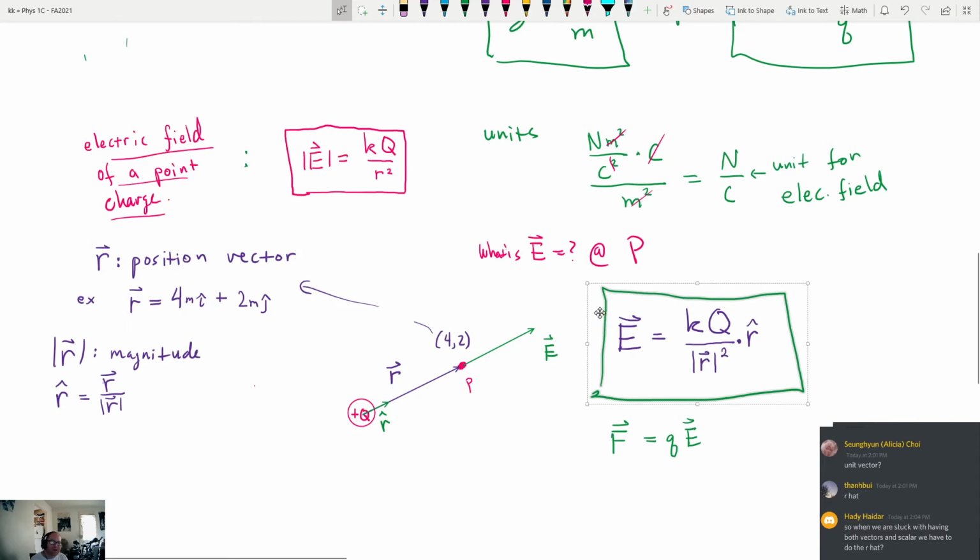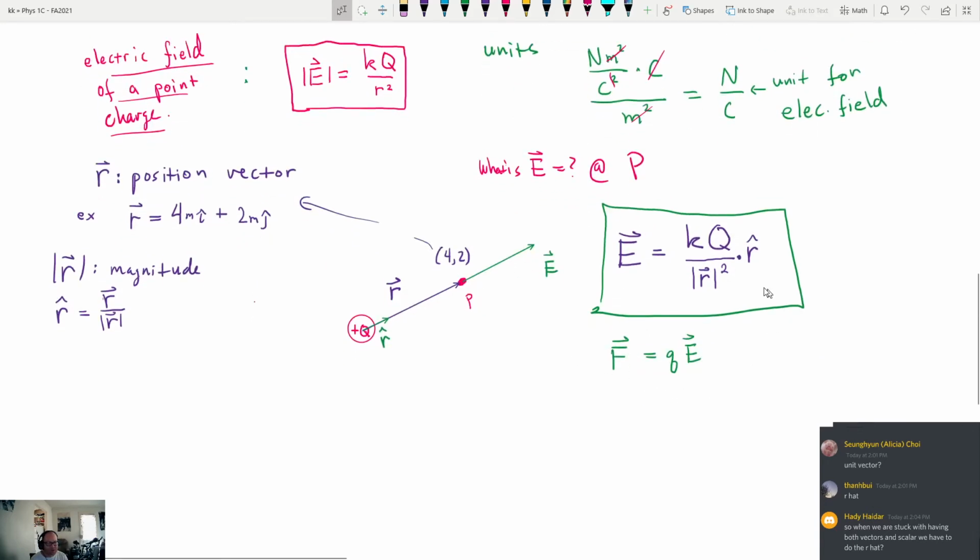Now the reality is, just so you know, almost always when you're doing problems, you're pretty much going to be dealing with just the magnitude portion. Hades says, so when we're stuck with having both vectors and a scalar, we have to do the r hat. Yeah, that's right, exactly. There's no other choice. There's actually another way you can write this, where you just plug this in right here, and you get r over r cubed. That's the way a lot of people do it too. You'll see that in some textbooks.